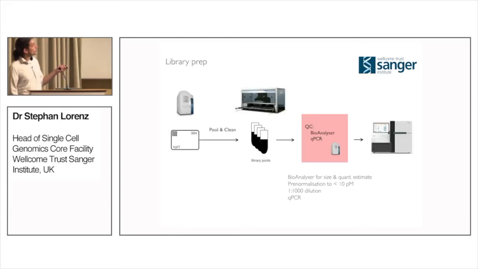After the library preparation, we use a Hamilton Star 8-channel system to create pools of 96 or 384 samples into tubes. Then we have a library QC for which we use a Bioanalyzer and a Labcyte 384 for qPCR. So just a bit more detail. We first use a Bioanalyzer to assess the size of the library and get a quantification estimate. I'm deliberately saying estimate because that's all you get from a Bioanalyzer, and people should be aware of that. We then do a pre-normalization to less than 10 picomolar concentration of library, then do a 1 in 1,000 dilution on the robot, and then perform a qPCR.